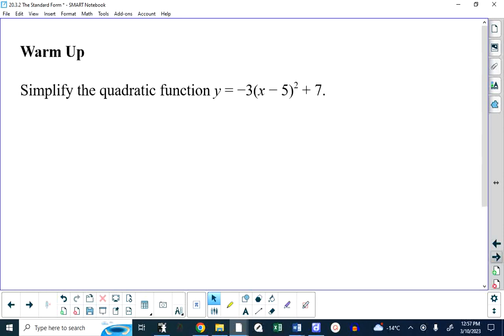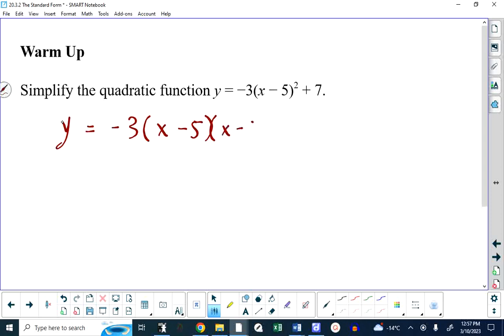Okay? So to begin with, we're asked in a warm-up to simplify this quadratic function. Of course, what this simplify word means in this context is to multiply this out. And x minus 5 quantity squared means x minus 5 times x minus 5. And there will come a time, probably in Math 30, where I will expect that you don't have to write out x minus 5, x minus 5. You know that's what it is.